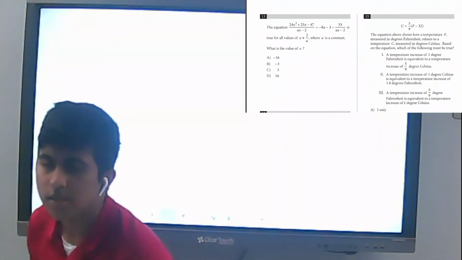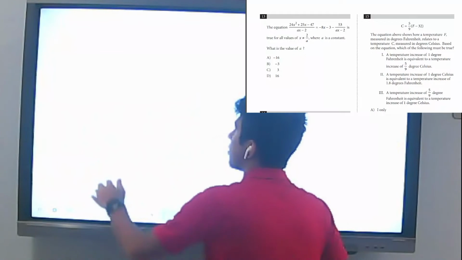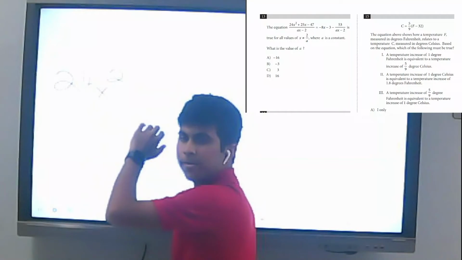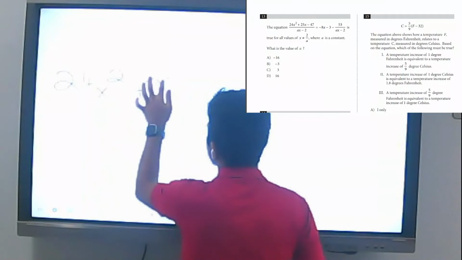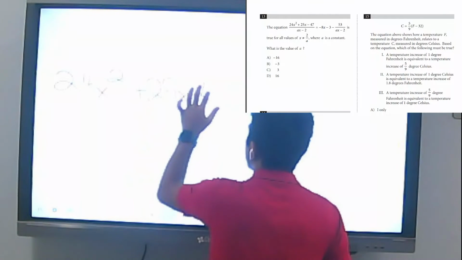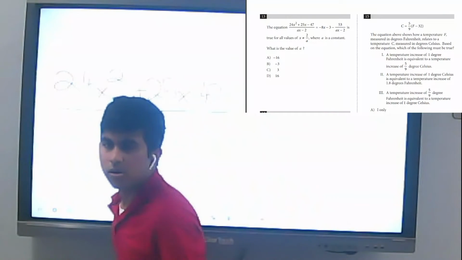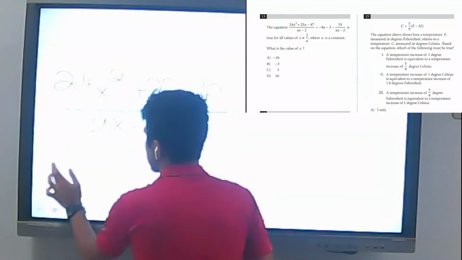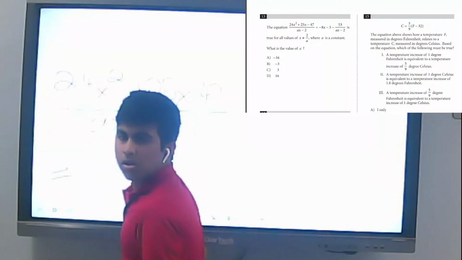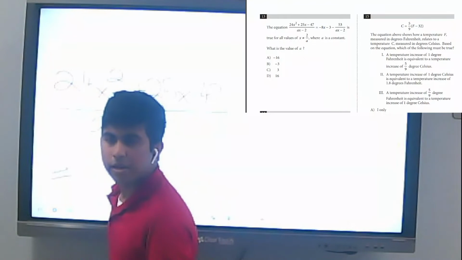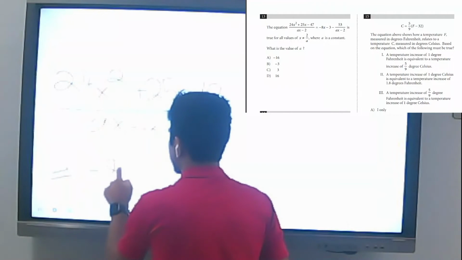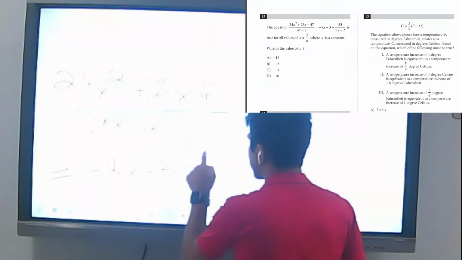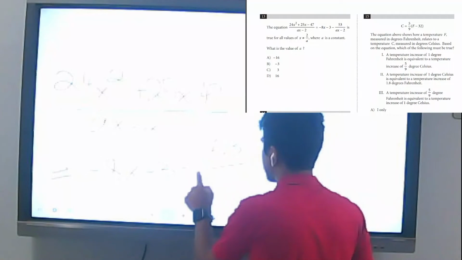The equation, oh, wow. The equation (24x squared plus 25x minus 47) over (ax minus 2) equals, what does that say? Negative 8x minus 3 minus 53 over (ax minus 2).